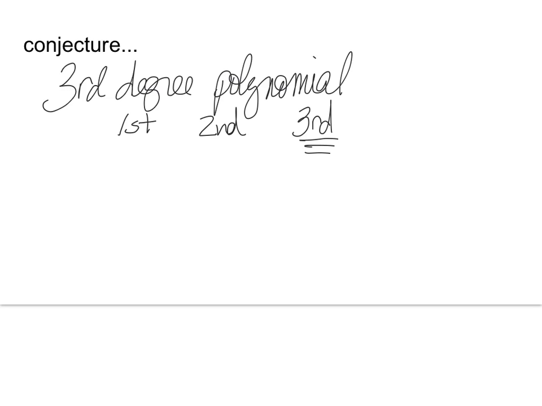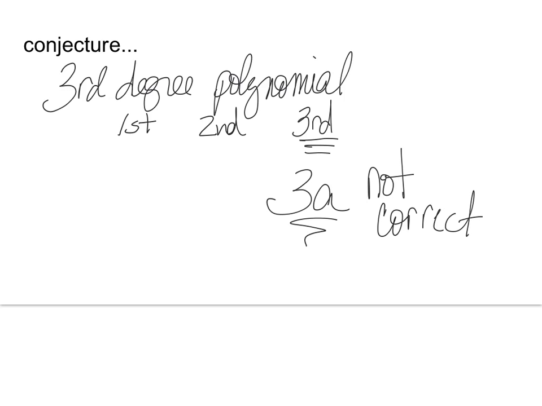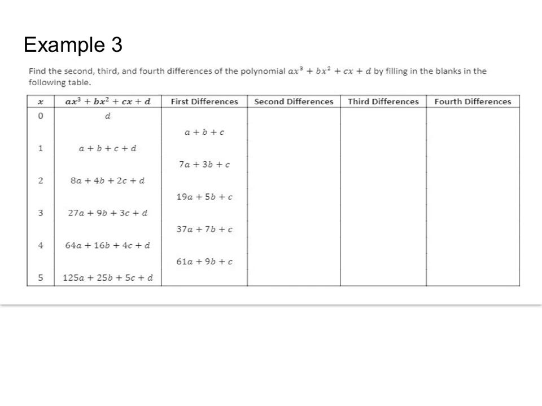Okay, sort of an open-ended question. Some of you may think that your third differences will have a constant value of 3a, which is not correct. So we're going to work through another example to try to figure out what the third differences are going to be on our own. Here you go. Go ahead and push pause and work through it.